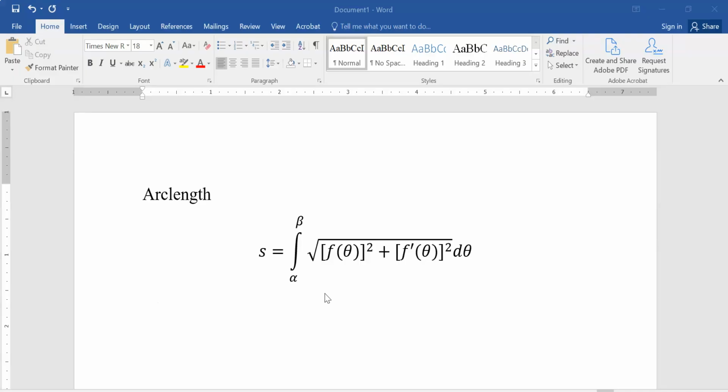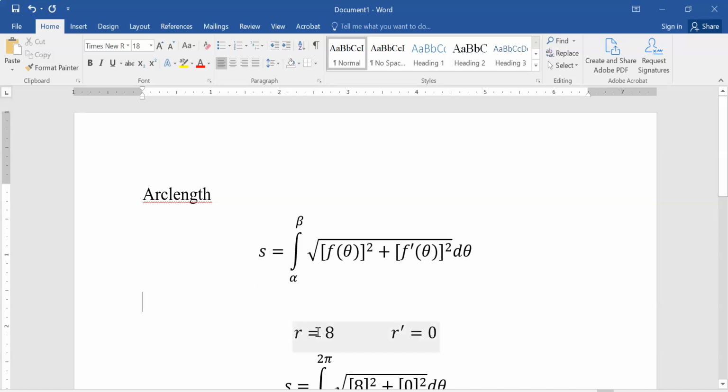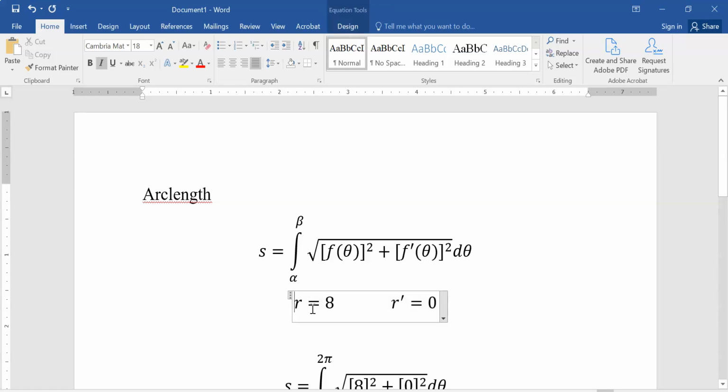So we start with our arc length formula here. Arc length formula, S equals this integration. And we say, well, r equals 8. Let me scroll down there. r equals 8. Well, what's the derivative of 8 with respect to theta?